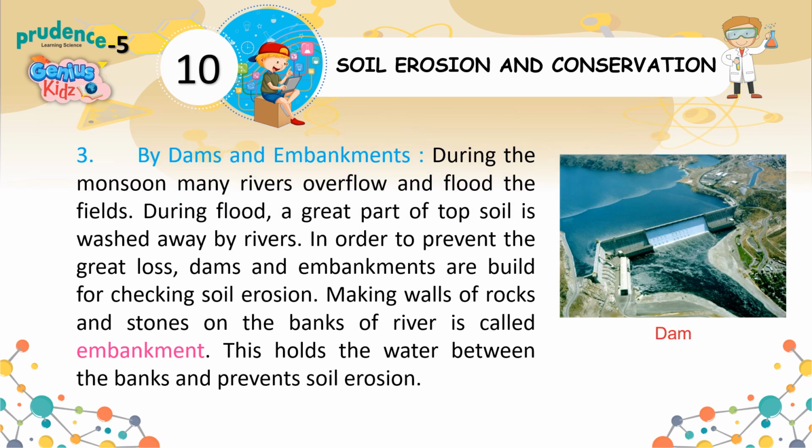3. By dams and embankments. During the monsoon, many rivers overflow and flood the fields. During floods, a great part of topsoil is washed away by rivers. In order to prevent the great loss, dams and embankments are built for checking soil erosion. Making walls of rocks and stones on the banks of a river is called embankment. This holds the water between the banks and prevents soil erosion.